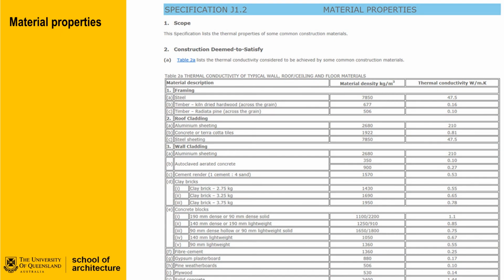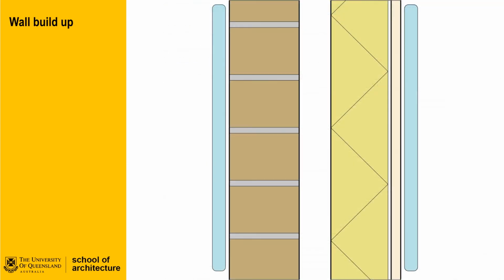Section J1.2 contains tables that outline the conductivity of materials that can be used to calculate the R and U values of wall envelope elements and total assemblies. Wall build-ups can be calculated by adding the component parts of the wall. In this instance, the brick wall is comprised of a layer of brick, an air cavity, timber structure with bulk infill insulation, and a gypsum board inner lining.